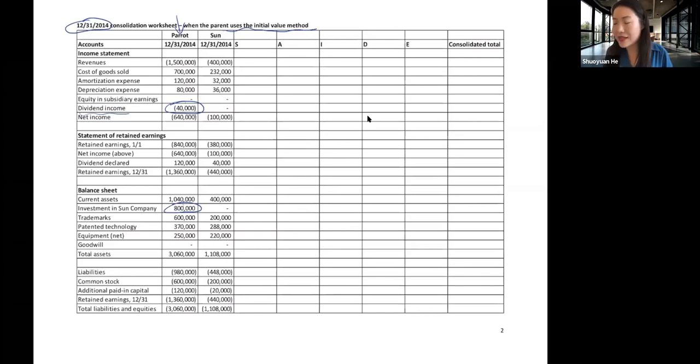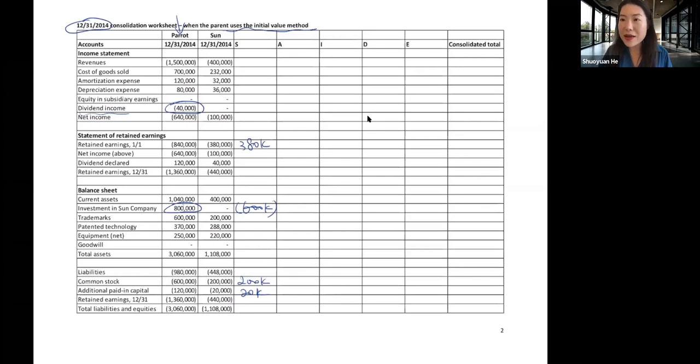Let's first look at consolidation entry S. S is to eliminate the subsidiary's shareholders' equity accounts. So the subsidiary's 200,000 common stock and additional paid-in capital of 20,000. To eliminate those, we debit those two numbers. And the beginning retained earnings of 380,000, to eliminate it, we debit 380,000. And accordingly, we credit 600,000 for the parent's investment account. So this is consolidation entry S.